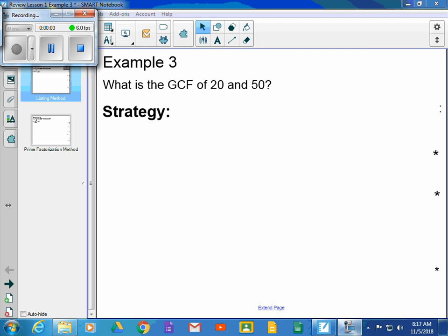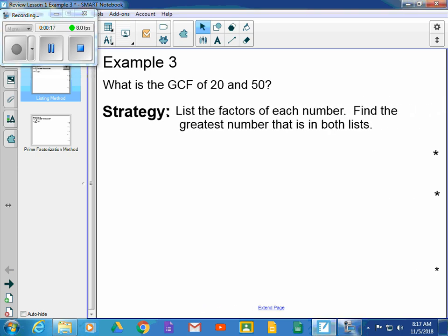In example 3, we're going to find the greatest common factor. The question is, what is the greatest common factor of 20 and 50? Now I'm going to show you a couple different strategies on how to find the greatest common factor. This first strategy is to list the factors of each number, then find the greatest number that's in both lists.